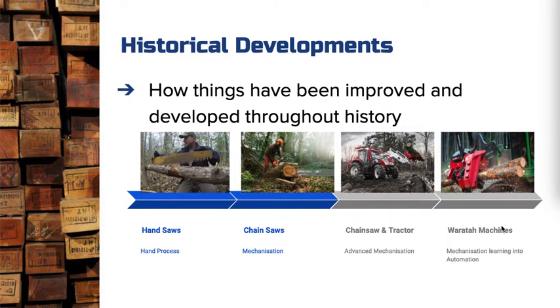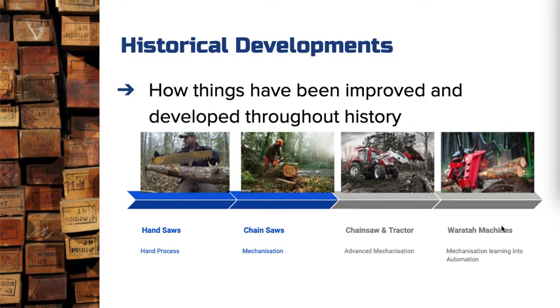This is where we're starting to move away from mechanization. Remember, mechanization is where the machine helps the human. And we're now starting to get into this almost automation process where the machine is almost able to do it on its own. Because if you think with the Waratah machines and the video that we watched in that plantation lecture, the human is only there to show it where the tree is. It does everything else on its own.